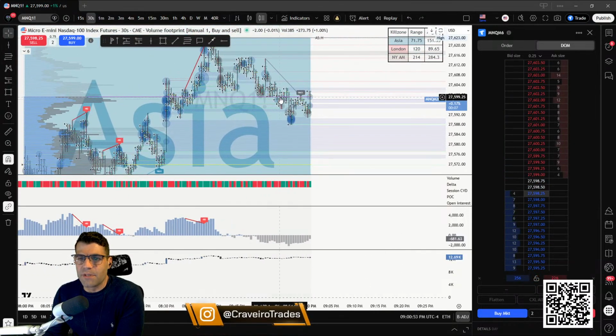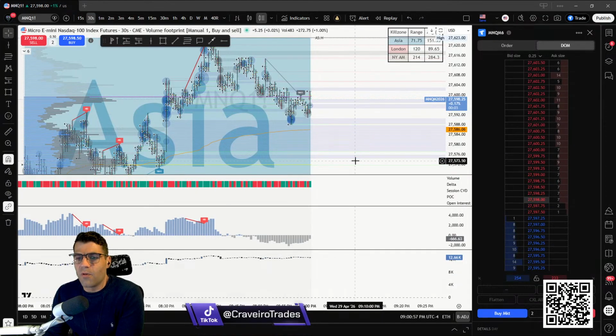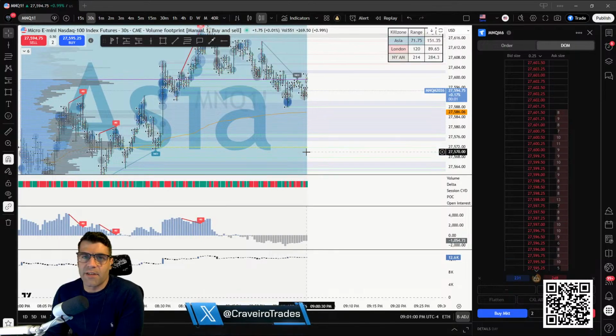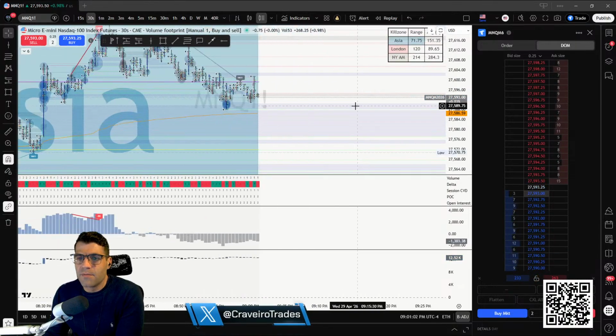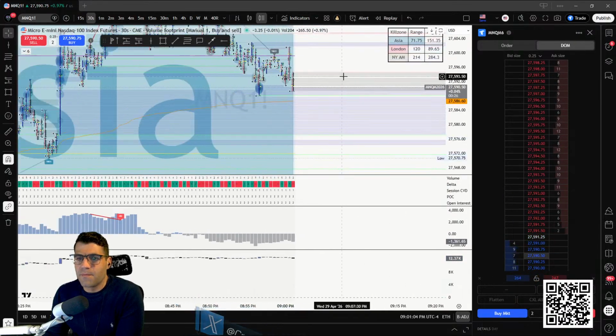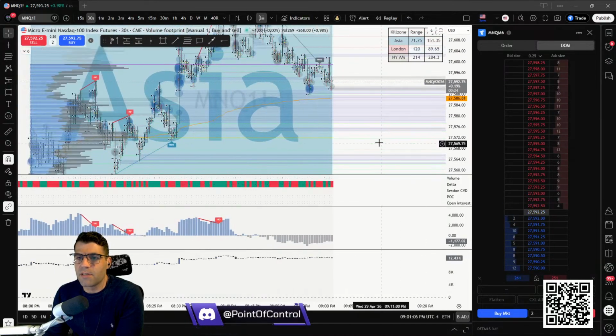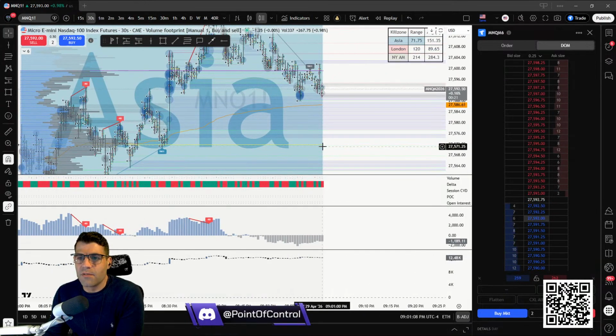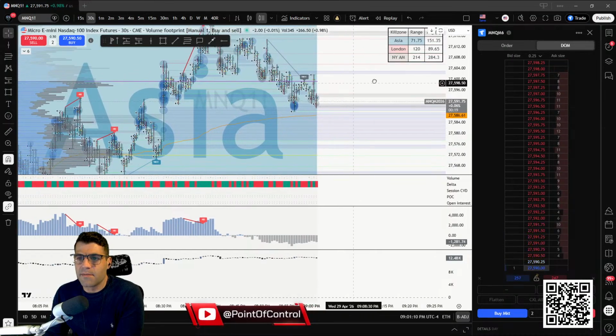I had mentioned that we were going to either tag this value area high or come down to that point of control. And we are going to go to the point of control. Look at the POC. This is gold. This is it.